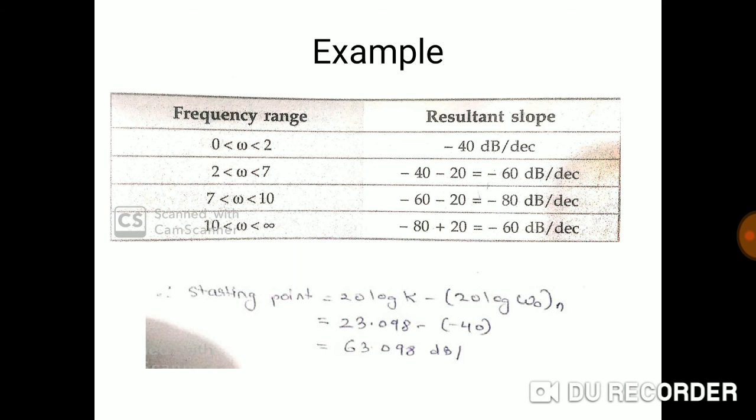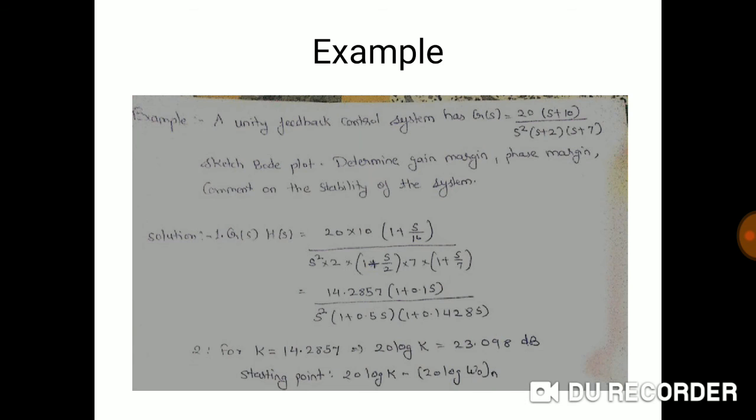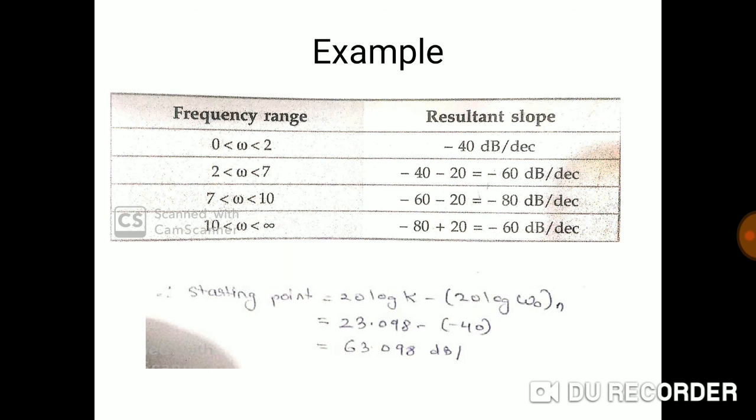Then the range of the frequencies and the resultant slopes. Here it is 2. You can consider the 0.6 or the 2 or the 0.147. Then the range of the frequencies is 2 to 7, 7 to 10, and 10 less than omega less than infinity. Minus 40, minus 40. For this it is minus 20. So minus 40, minus 20, minus 60.